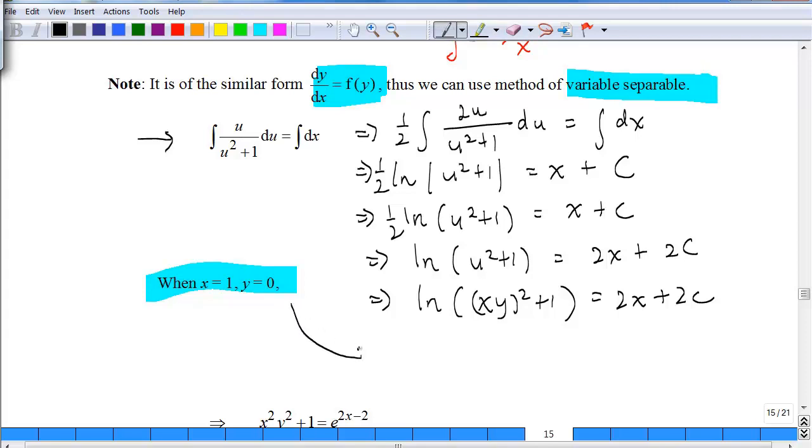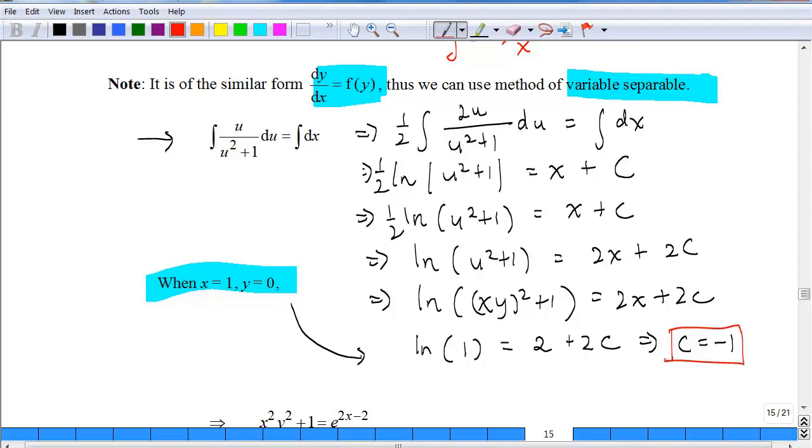Okay, so using this, I can get ln 1 plus ln 1 equals 2 plus 2c. Right, so this implies that your c equals -1. Right, so at this stage we have found what is the value of the arbitrary constant.